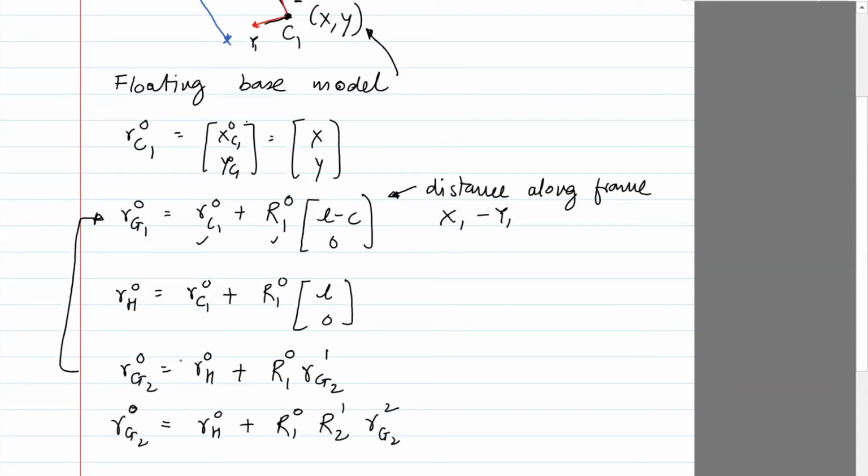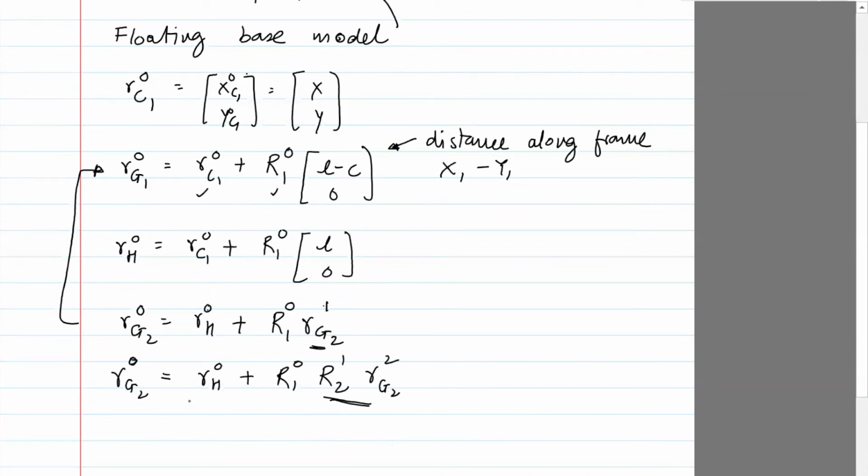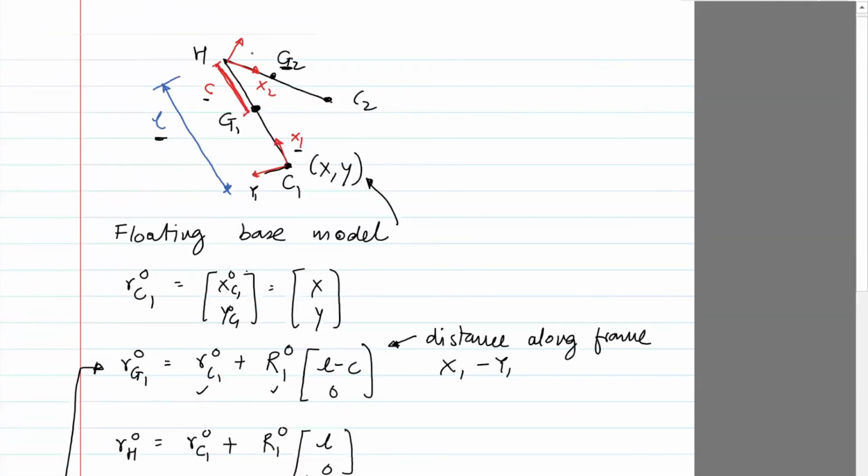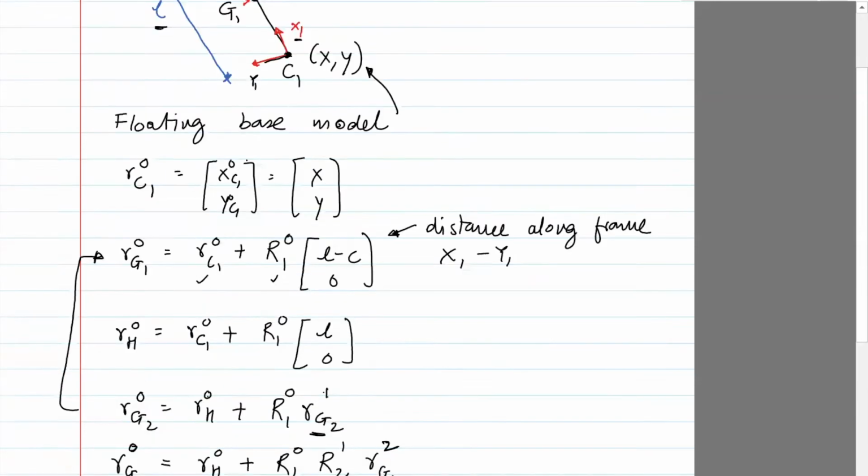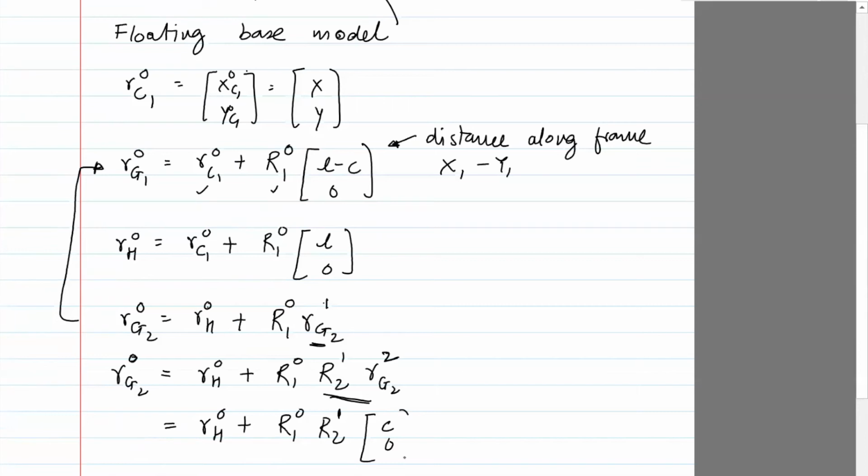Okay, so I can't just jump from 0 to 2, which I tried to do and which was incorrect. So I go from 0 to 1, and once I wrote the formula for 1, I can then sub in the formula for 1 in terms of frame 2. So now I can write RH0 plus R10 R21 times the distance of G2 in frame 2, which I know from the figure. It's simply this distance from H to G2. Simply C and 0.